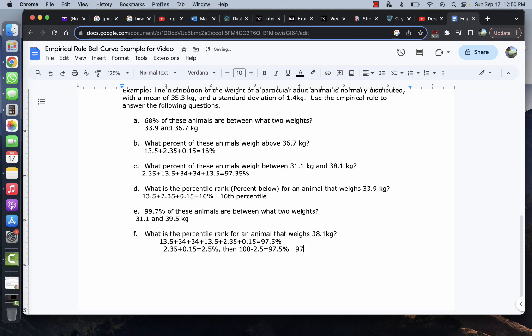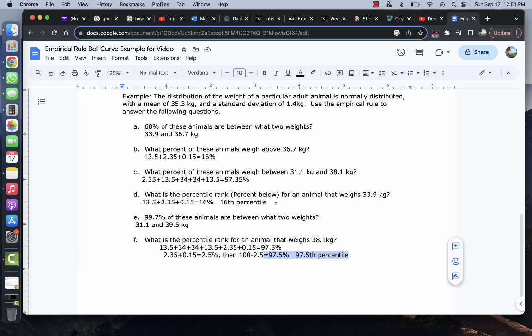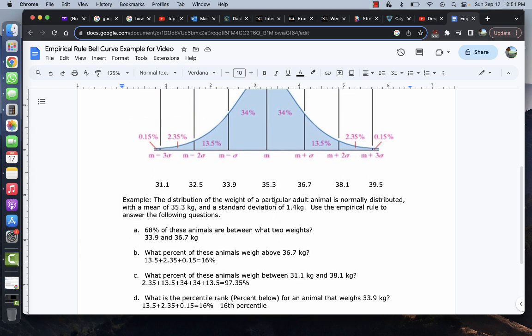Or you could say the 97.5th percentile. Usually percentiles are rounded to the nearest whole number. However, since we have this answer exactly, we're just going to give it like that. I'll take either answer in either form, but 97.5 is the number. All right, that's it for these examples, and we will see you next time.